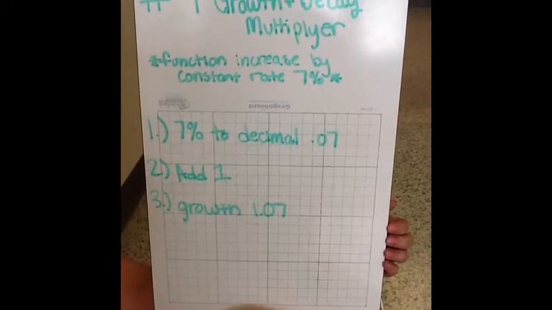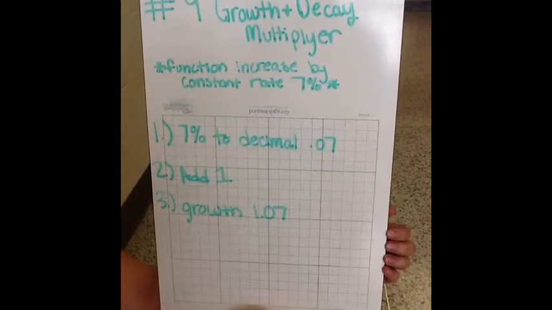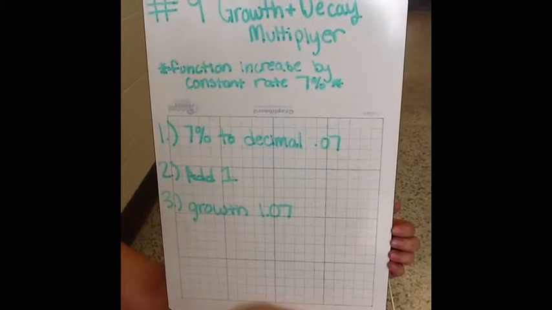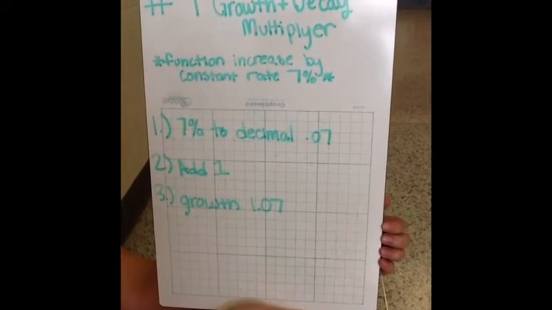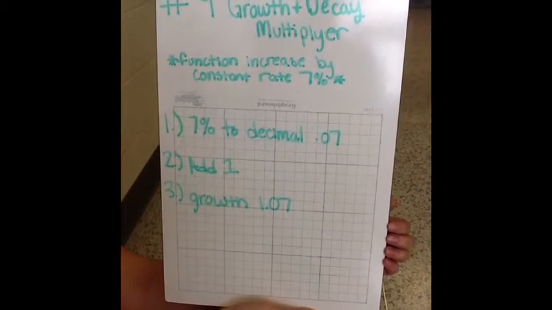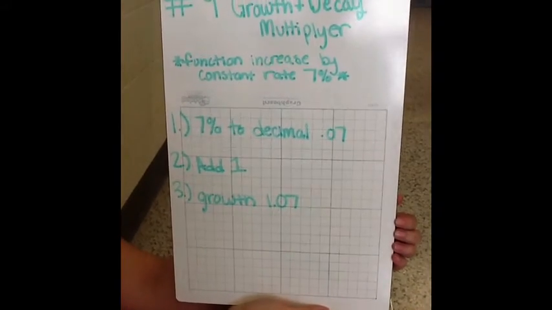Number 9, growth and decay multiplier. We have to increase the function by a constant rate of 7%. So step 1, change the 7% to a decimal, which is 0.07. You add 1, and then you decide if it's a growth or a decay, and it is a growth since it's positive, so it's 1.07.